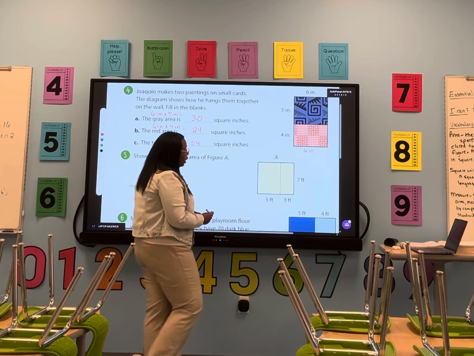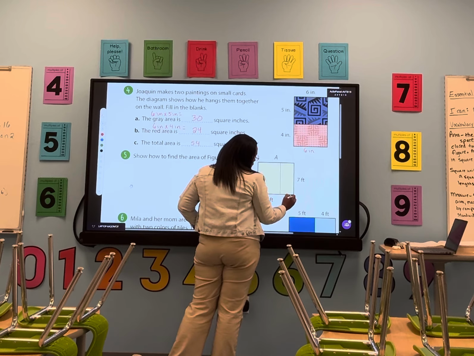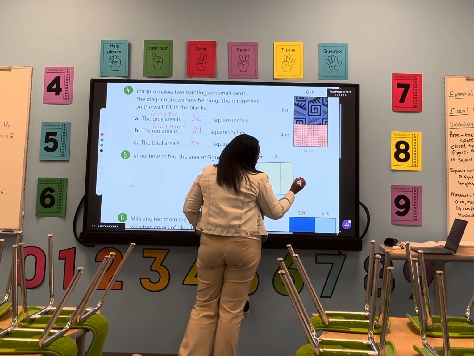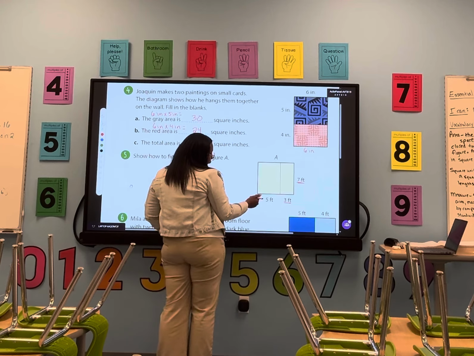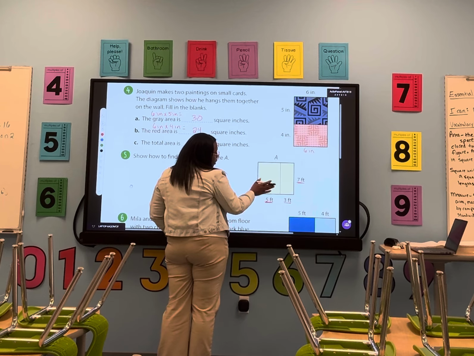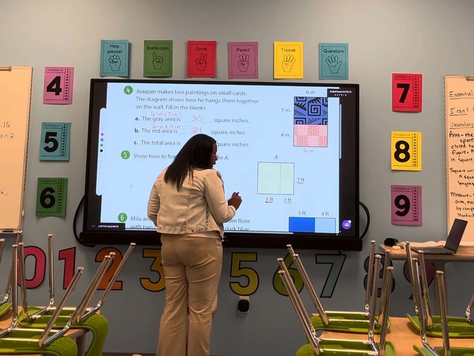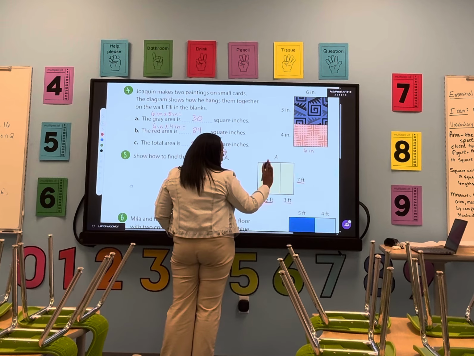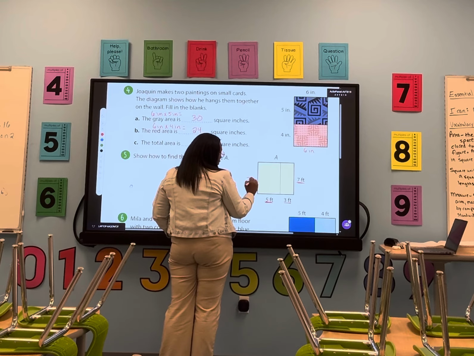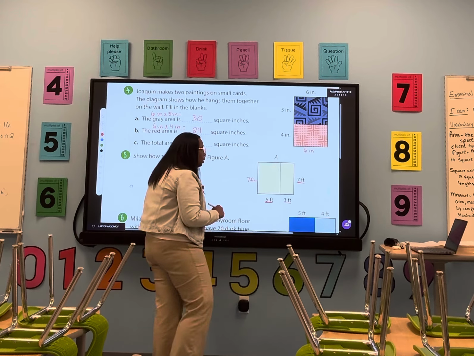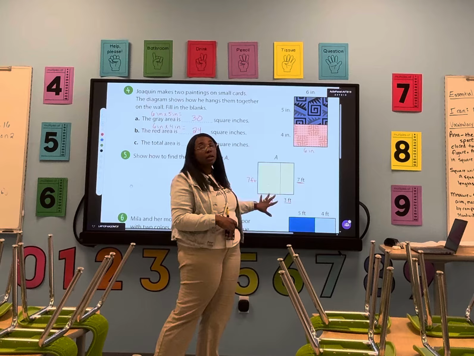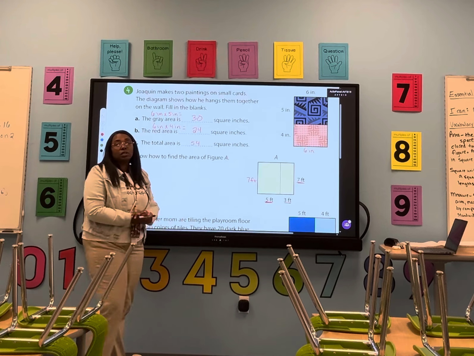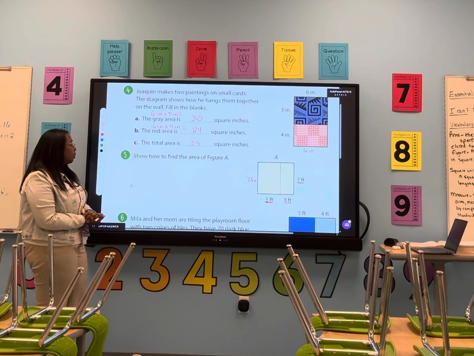So when I'm looking over here, my smaller rectangle has a length of 3 and a width of 7. But when I get here, I have a length of 5 for this larger rectangle, but no width. Now remember, if this side is 7, then that means this side is 7. So this is 7 feet. So now both of my rectangles have length and width.